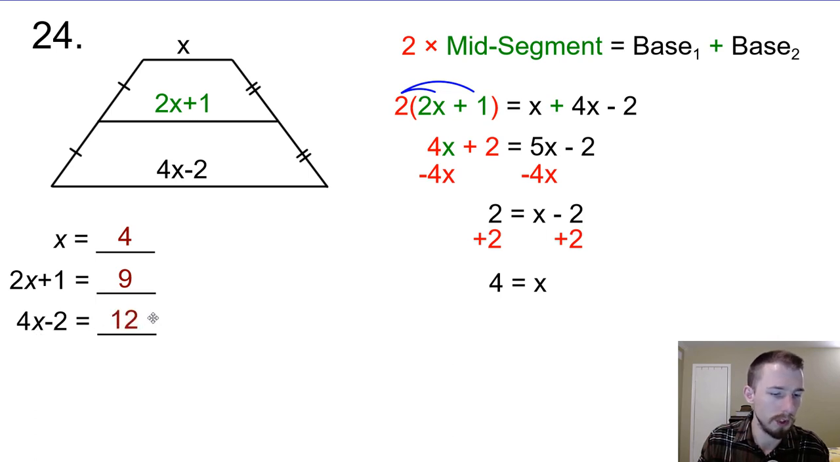Ooh, that should be 14, shouldn't it? Yeah, that is 14. Okay, oops. Someone can't do mental math. And then double check our work. We have 4, and then this one was 9, and this one was 14. And if we take the average, that's 18. Half of 18 is 9. So yes, we did do it right.